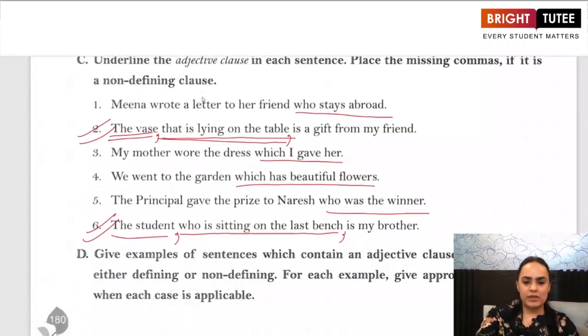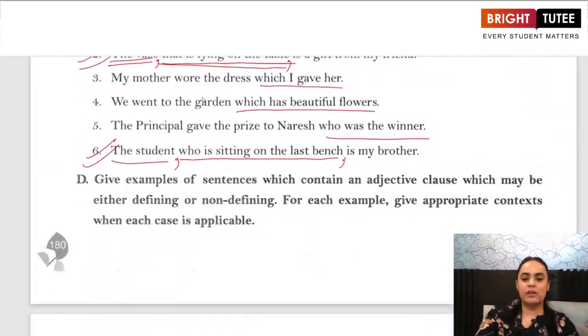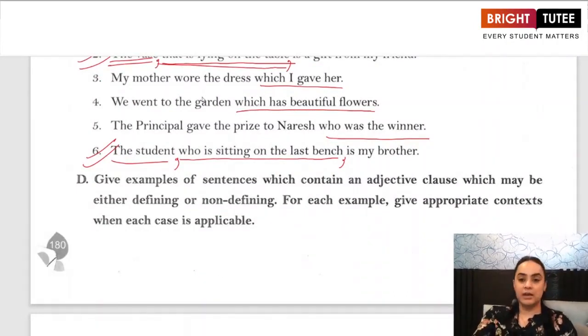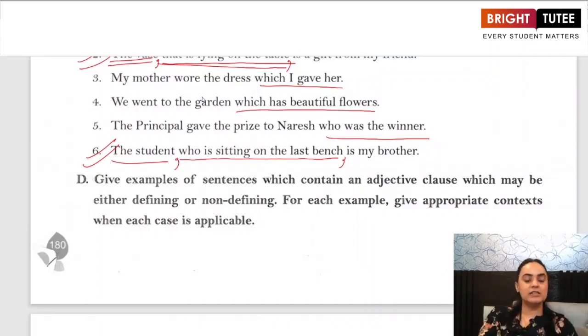Now, the next question, you are simply supposed to give examples on your own of sentences which have an adjective clause. It may be defining or it may be non-defining. So this is something which is to be done by you yourself. With this, my dear students, we come to the end of the topic which explained adjective clauses to you all. I hope it is clear to you.